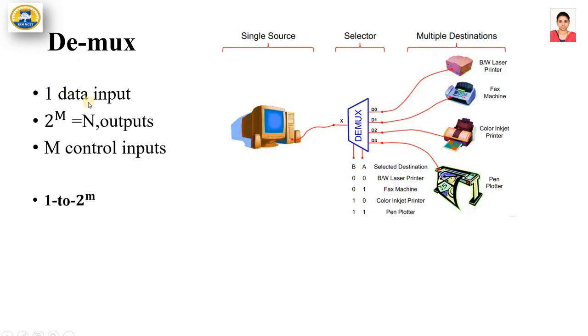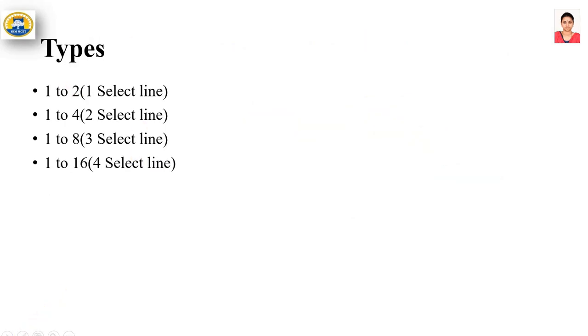So DMUX has one data input and n outputs, whereas multiplexers have n inputs and 1 output. So it is given as 2 power m, in powers of 2, so that we can decide the number of control or select lines. We will see that in the types of demultiplexers. So you can see the types here: 1 to 2, 1 to 4, 1 to 8, 1 to 16, and so on.